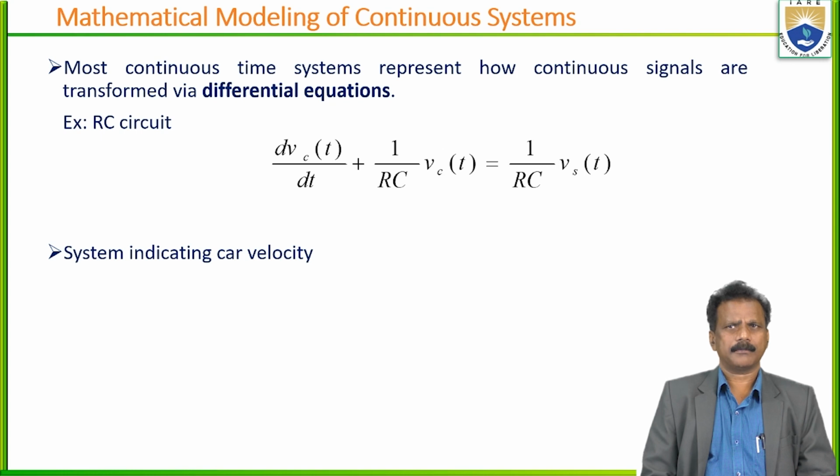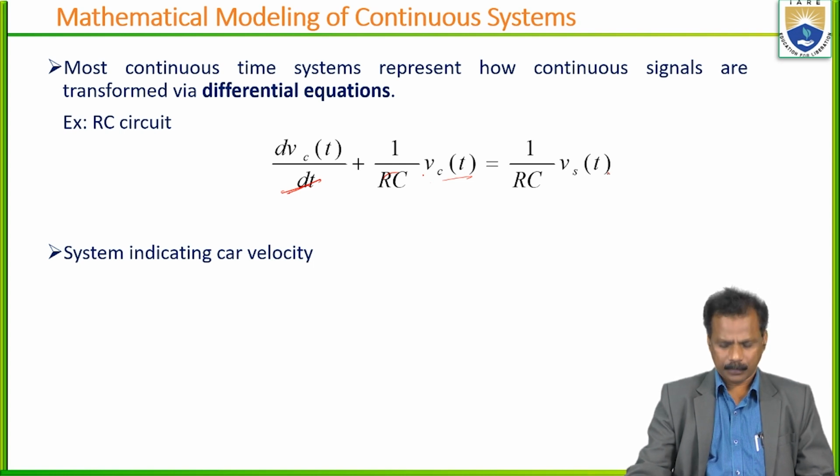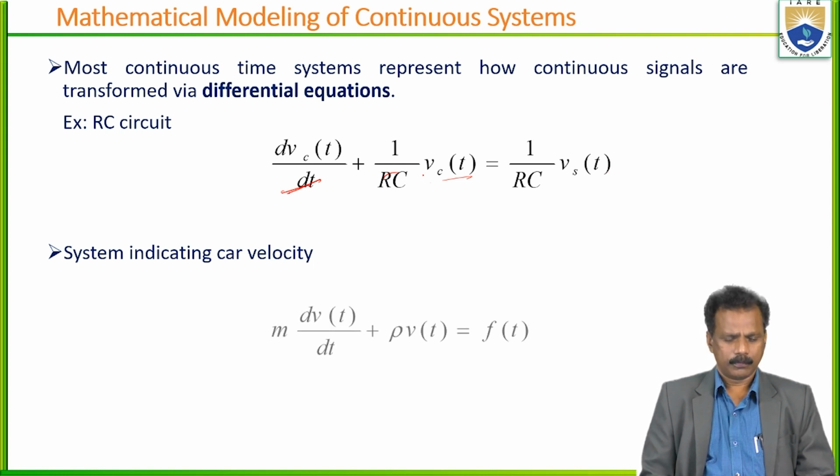Consider the RC circuit. By using this RC circuit, we should write it all mathematically. Mathematical modeling: d Vc of t by dt plus 1 by RC into Vc of t is equal to 1 by RC into Vs of t. Now, the system indicating the car velocity: m into dv of t by dt plus rho v of t is equal to f of t.